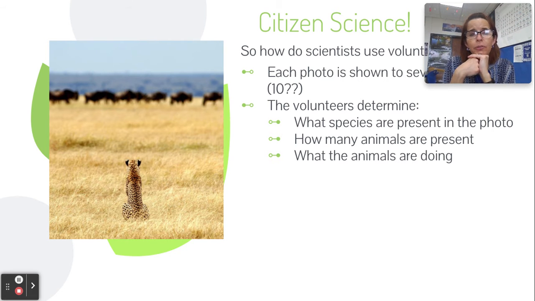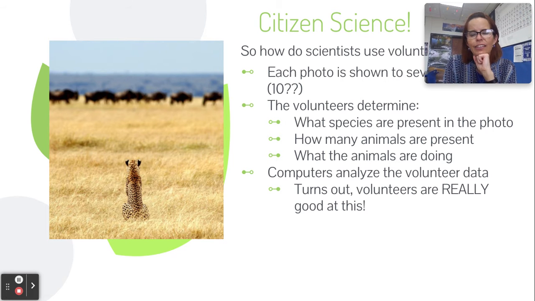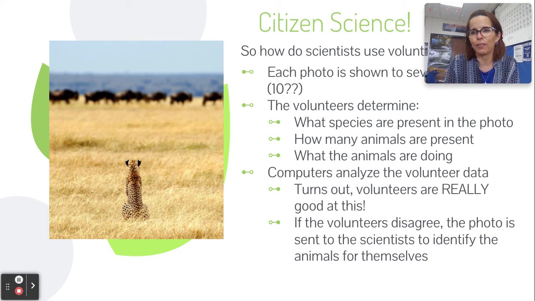And then I need to know what they're doing. The cheetah is watching the animals in the background. The animals in the background maybe are feeding. They're not doing a whole lot more. Okay, and then computers analyze the data that the volunteers give. It turns out the volunteers are really, really good at this. Even though I might not know what those animals are in the background, there's some ways to help me figure that out, and we get really good at it.